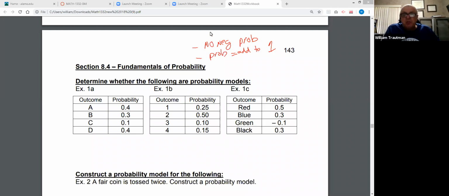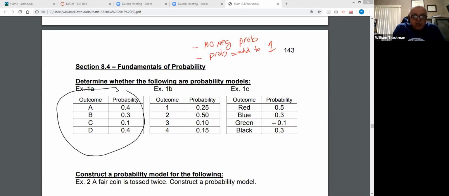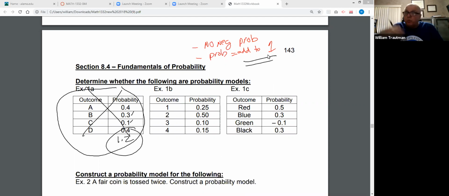So no negative probabilities, and probabilities must add up to 1 to be a good probability. Determine whether the following probability models are true. Look at this first one right here. 0.4, 0.3, 0.1, that adds up to 0.8, 0.8 plus 0.4. This adds up to 1.2. That's not a good one because it doesn't add up to 1. You see, it has to add up to 1 or 100%. It cannot add up to more than 1. This must add to 1.